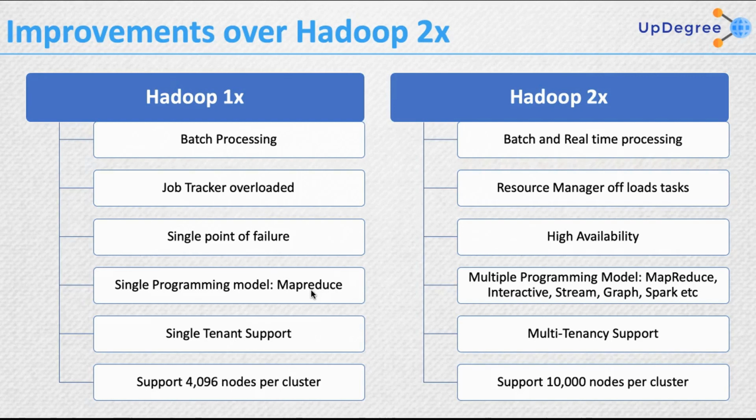Then 1x has single tenant support, and 2x has multi-tenancy support, which means that earlier, if you had one cluster, it was specific to one team. You could not use it for multiple teams, groups or departments within one cluster. One cluster was dedicated to just one kind of group and nothing else. With 2x, if you want a development group, you just segregate the development group's resources. If you want a UAT group, you segregate all those UAT resources in the cluster. That is possible with the schedulers that we have in Hadoop 2x.